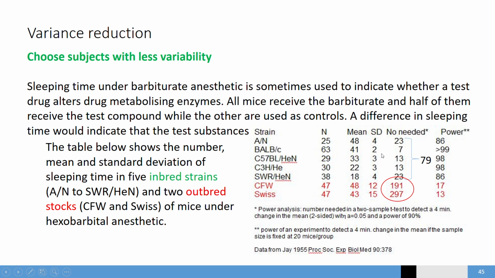The standard deviation within one of the strains is relatively low. We see that the standard deviation here is 4, 2, 3, while in the outbred stocks it is much more variable. So the average is something, but the standard deviation, there is much more variability around those means.